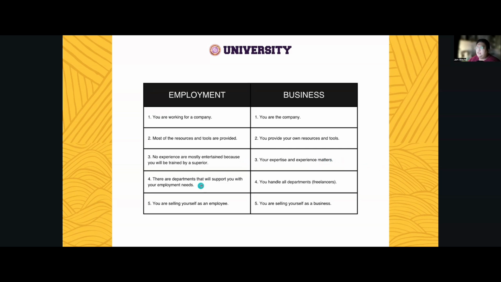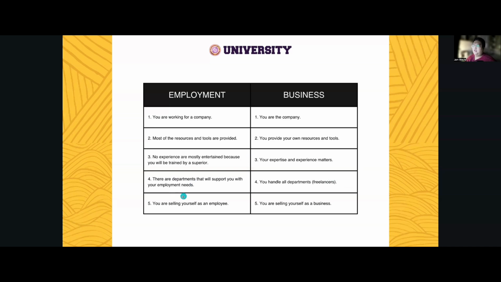Next, employment. There are departments that will support you with your employment needs. You have HR, you have marketing, you have accounting, you have purchasing, you have sales team, no? But as a business, you handle everything on your own. You are the department. Okay? You will handle everything on your own unless you're a big one already, you have the budget to hire your team. Then that's a different story.